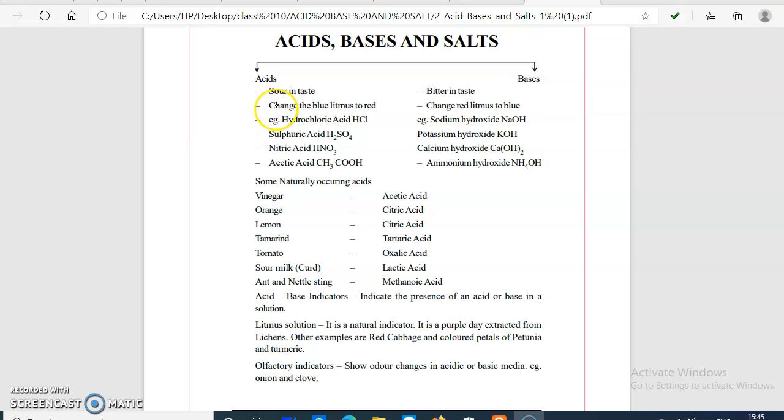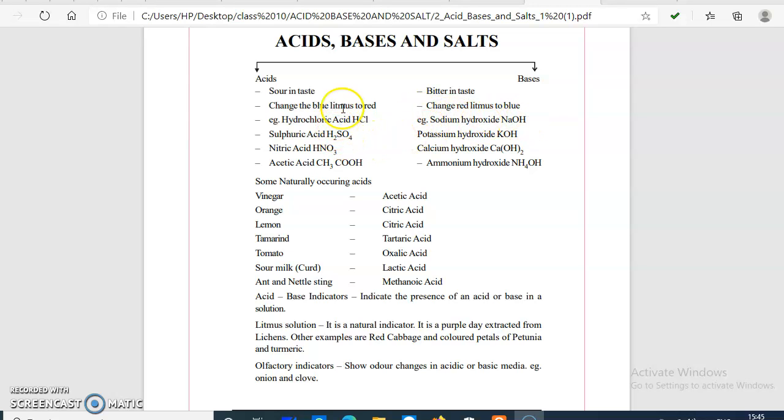Now the second characteristic: acid changes blue litmus to red. This you have studied in class 8th, I think. What is the effect of acid on blue litmus? So acid changes blue litmus to red and base changes red litmus to blue.